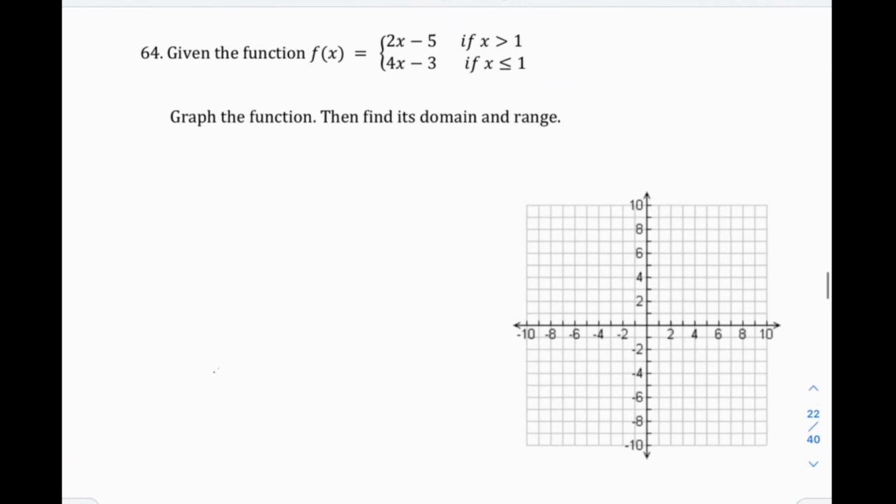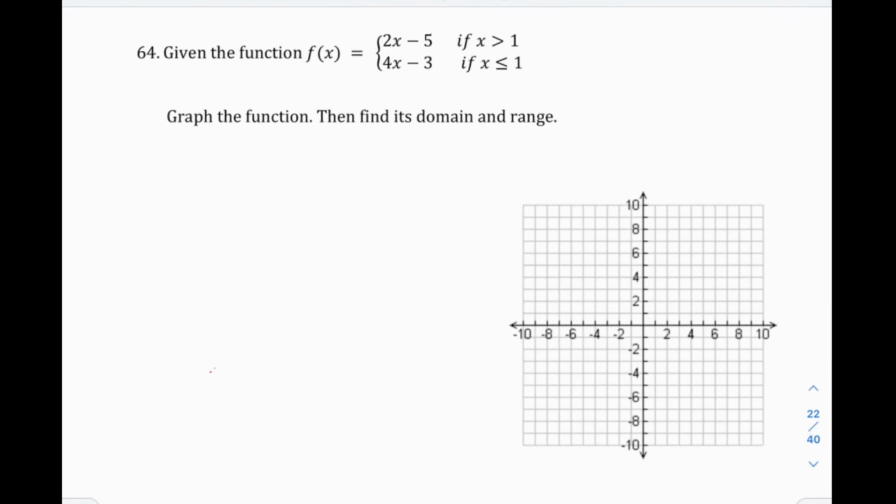Okay, let's see this one. Question 64. Given the function f of x is 2x minus 5 if x is more than 1, and 4x minus 3 if x is less than or equal to 1. Now we are going to graph the function and then find the domain and the range.